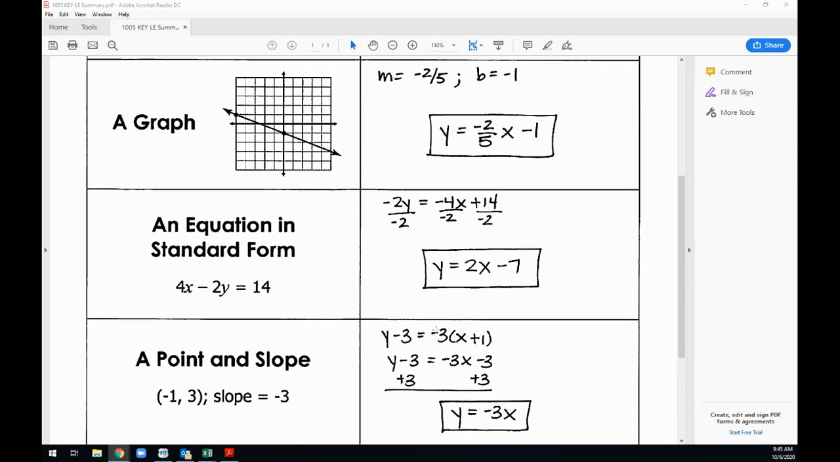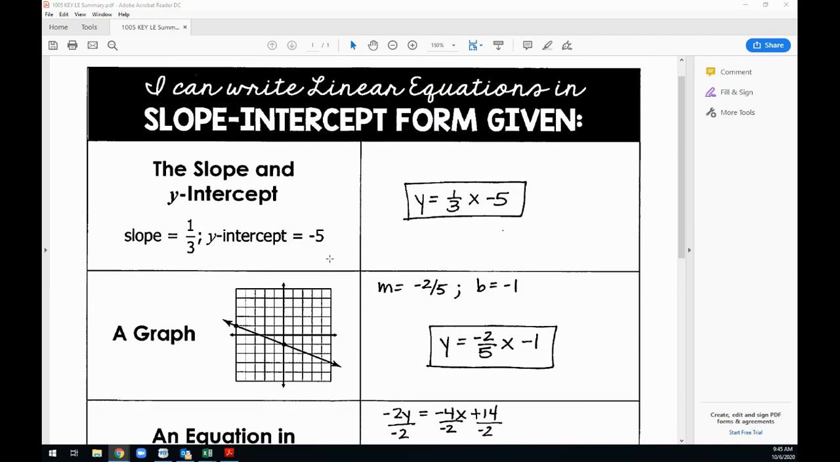That's a quick review of all the ways that we've learned over the past 2 weeks to get an equation in slope-intercept form of a line.